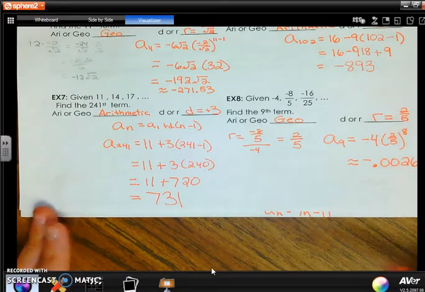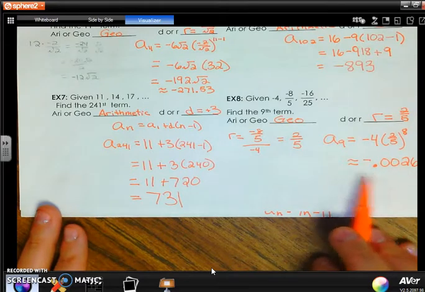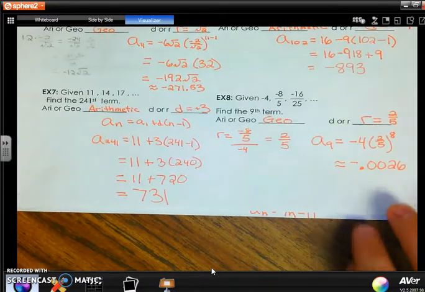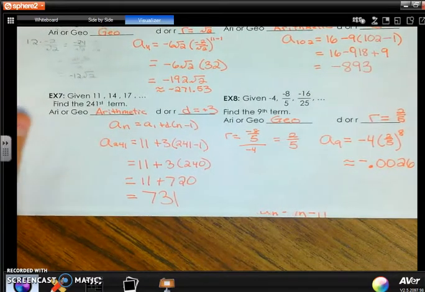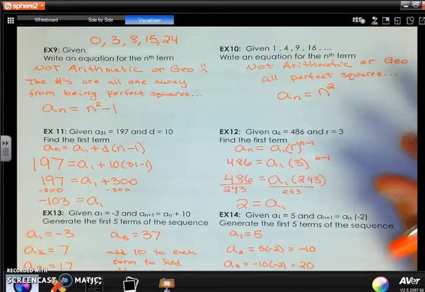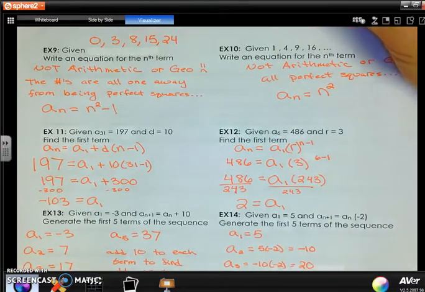Then that answer multiplied by negative 4. And if you do that, you'll have to use your calculator to get that little decimal there. Okay? And that is the end of the second page. Okay, example 9, you're given the sequence of numbers to be 0, 3, 8, 15.